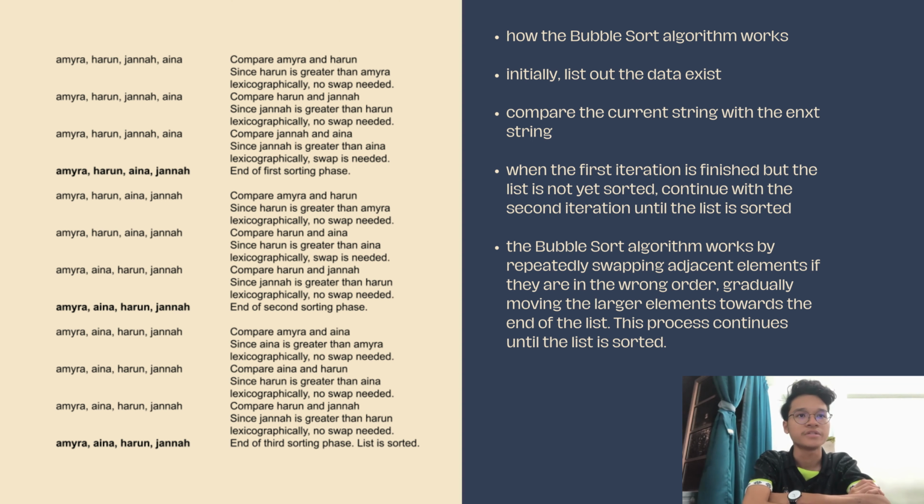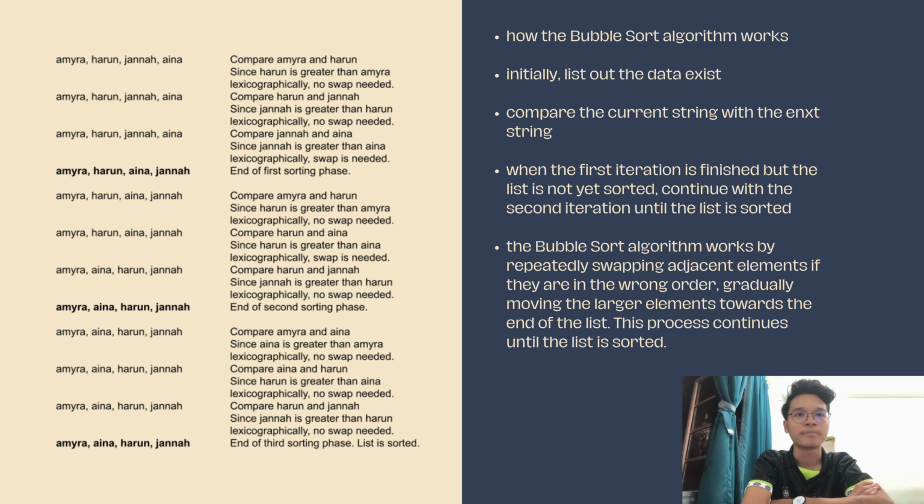Initially, we will list out the data that exists. We will compare the current string with the next string. When the first iteration is finished but the list is not yet sorted, continue with the second iteration until the list is sorted. So the first one is Amira, Harun, Jannah, Aina.